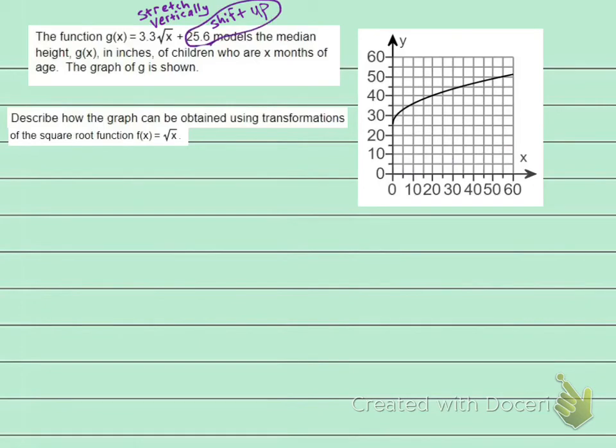And then this part you can't really see on the graph, but we know from the equation that there is a vertical stretch of 3.3. So the graph probably originally looked like this, and that vertical stretch is going to make it a little more like that after it moves up.